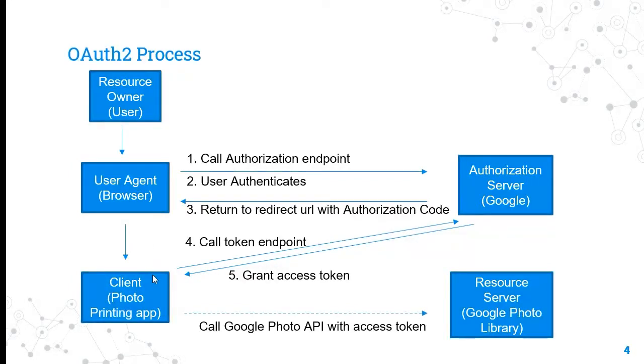And behind the scenes, the client is calling the token endpoint with the code, client ID, and the client secret, and then the authorization server returns back the access token. And now the client, using this access token, can access the resource owner's photos using the Google Photos API.